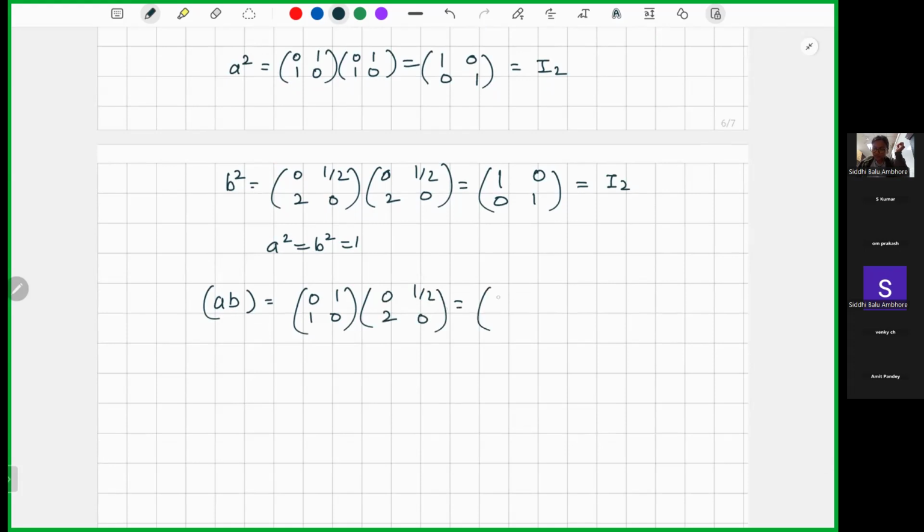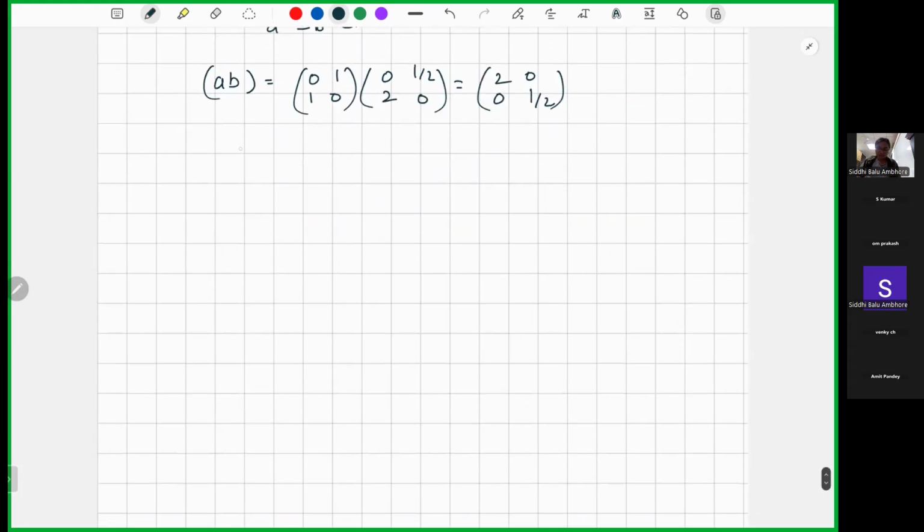And this is [[2, 0], [0, 1/2]]. You can check this. This is just this elementary matrix which is shifting the rows. So it is this. And what is order of AB now? Do there exist n in natural numbers such that AB to the n equals E, or what is my identity? Does this hold?